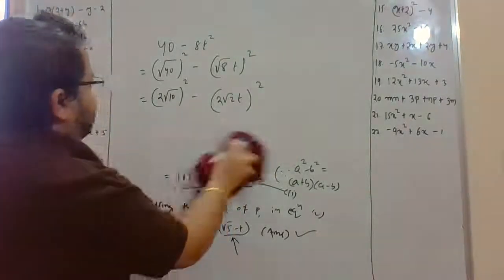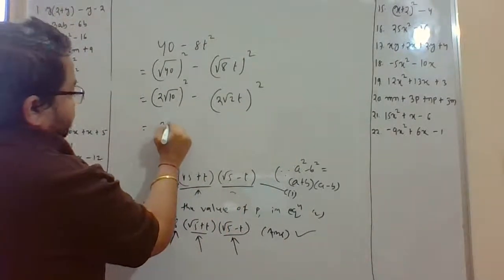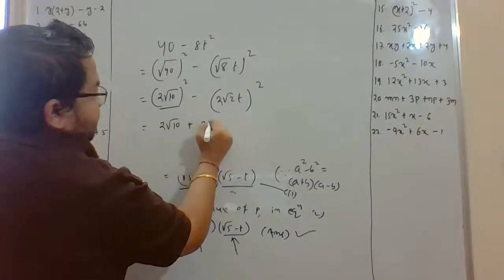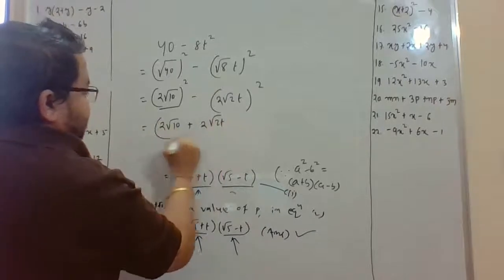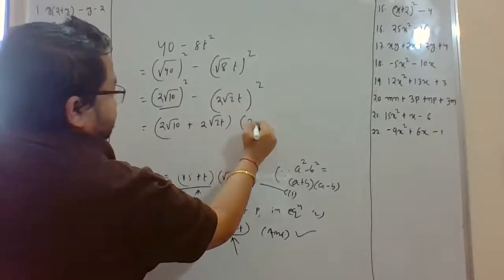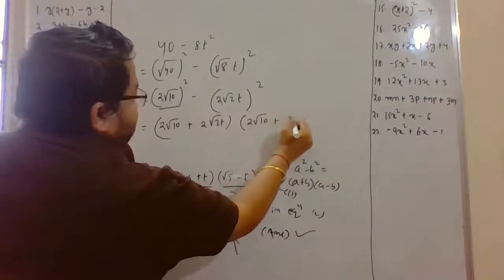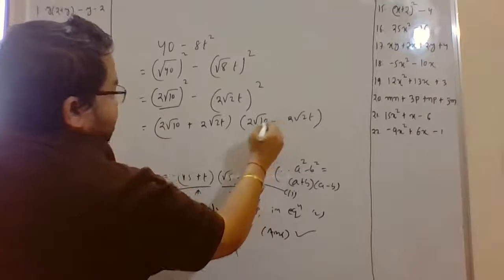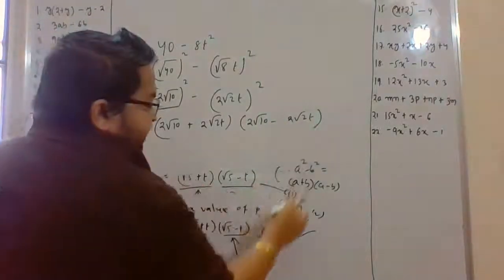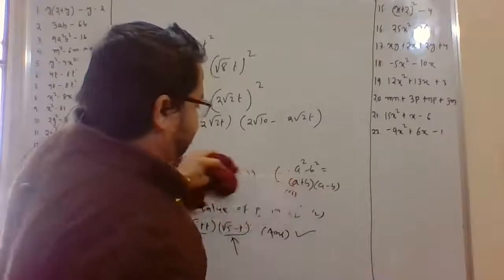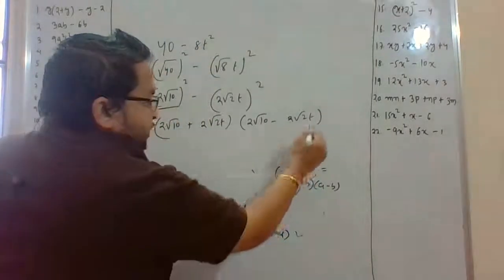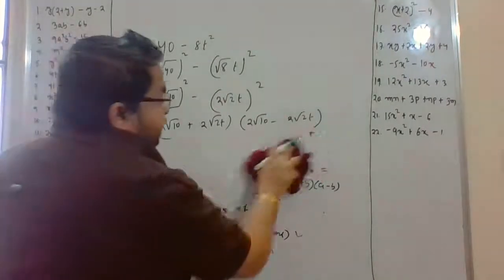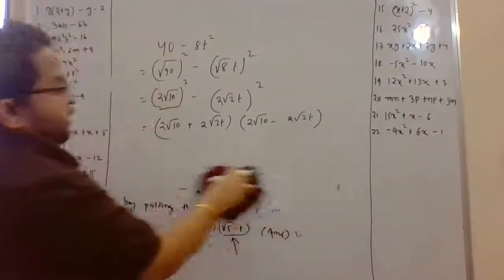So if you want, you can rewrite it as 2 root 10 plus 2 root 2t, times 2 root 10 minus 2 root 2t. That is, A plus B into A minus B. Again, here you can write the identity that A squared minus B squared is nothing but A plus B into A minus B. If you want, you can stop here, but I would recommend one more step.